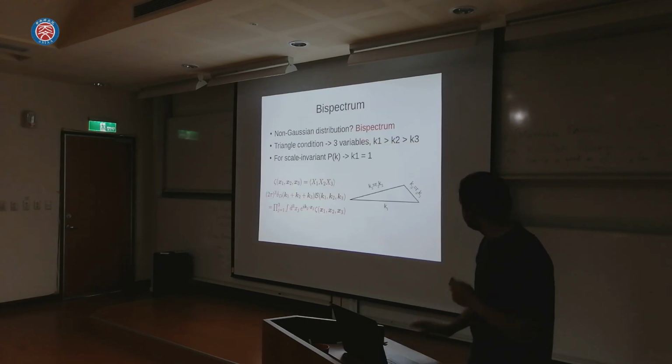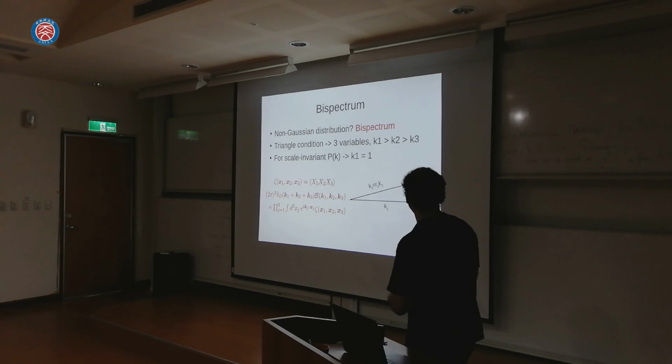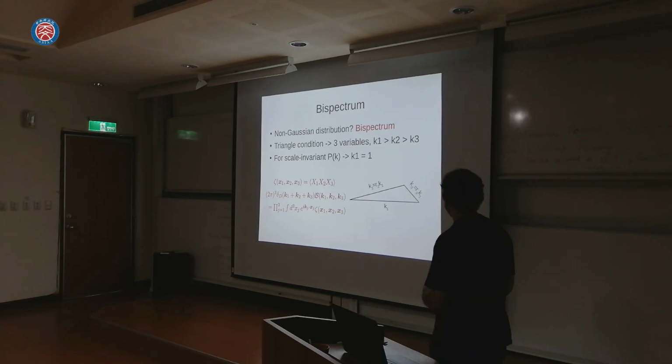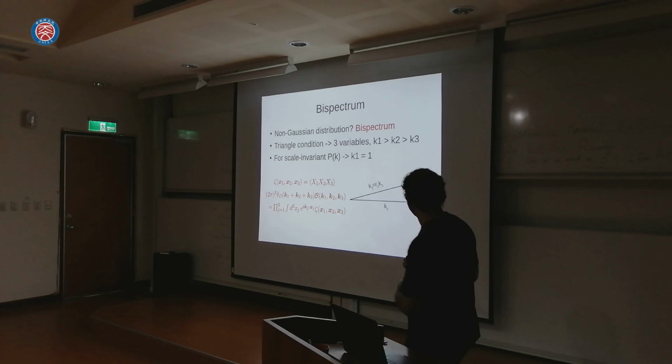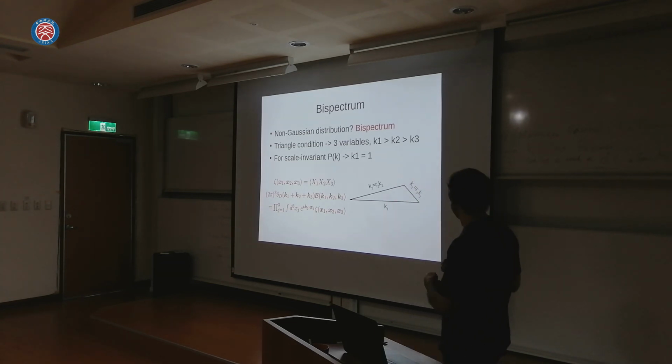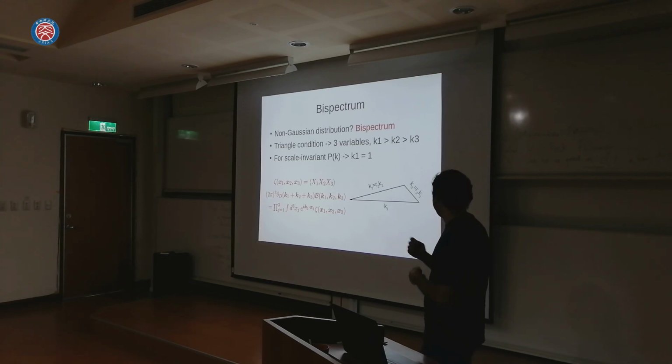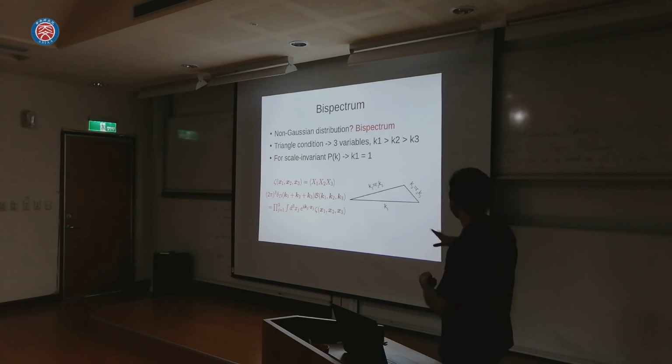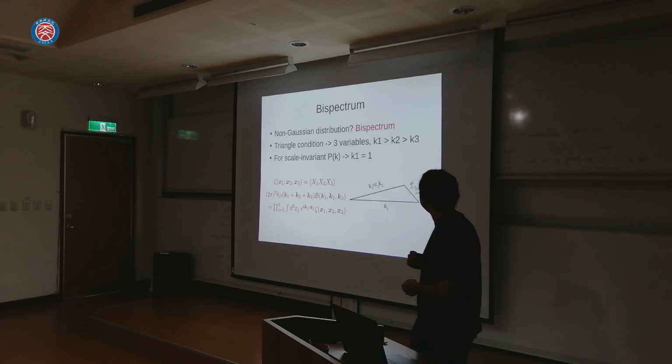One last bit of formalism before we see some actual results. Because this is a closed triangle, we can totally describe it using the 3 lengths here. The 3 lengths are K1, K2, K3, corresponding to the 3 momenta or wave numbers of the gravitational waves that are interacting with each other. We can quite generally arrange them in this order such that K1 is greater than or equal to K2, which is greater than or equal to K3.